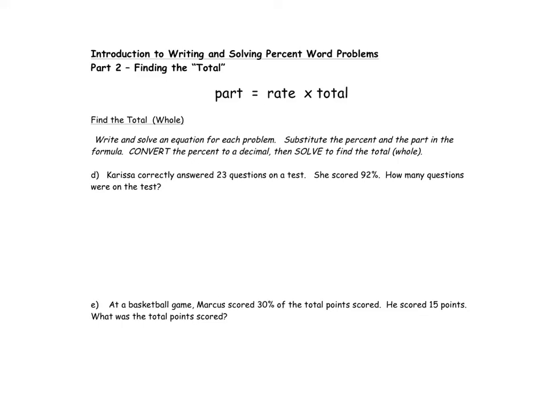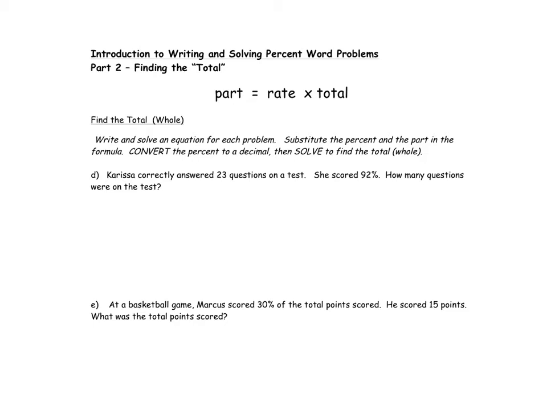Today, we're going to work on part 2 of writing and solving percent word problems. Today, we're going to be finding the total. So we're going to use the same formula, part equals rate times total. The directions say write and solve an equation for each problem. Substitute the percent and the part in the formula. Convert the percent to a decimal and then solve to find the total, sometimes called the whole.